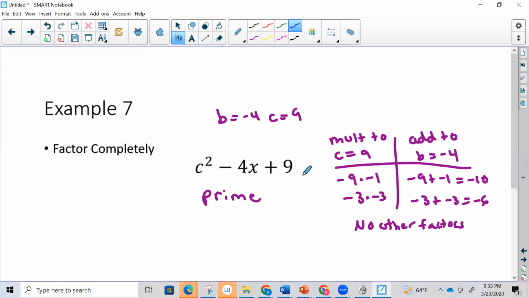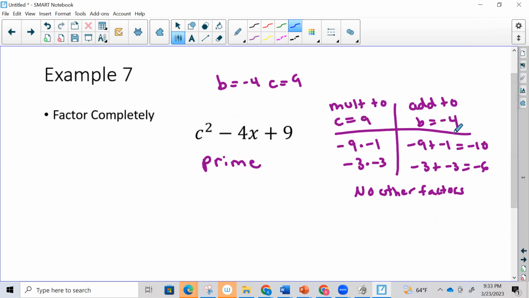And then this one is what multiplies to 9 and adds up to -4. And I tried all my options. Again, you could do 9 times 1 and 3 times 3, but they're just going to give you a +10 and a +6. So there's no other factors that work, and this is considered prime. Okay, so again, make sure you exhaust all your options before you state that.